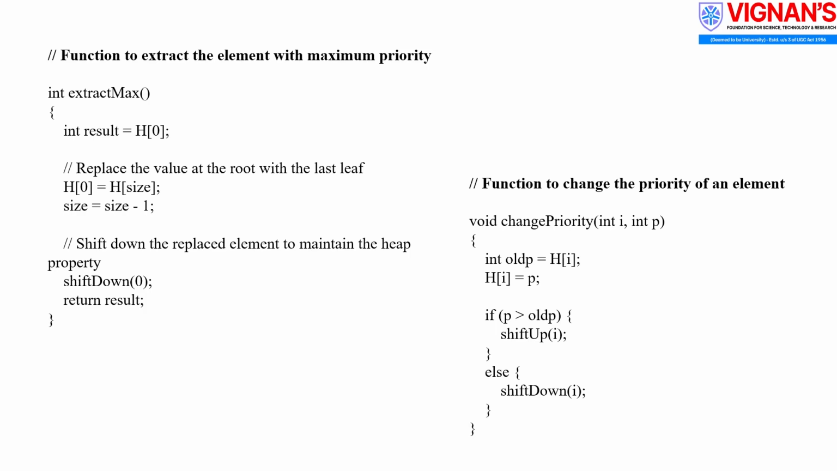Next, the function change priority is used to change the priority of an element at a given index I. The old priority value is first stored, and the element is updated with the new priority P. If the new priority is greater than the old priority, the shift_up function is called to move the element upward in the heap. Otherwise, the shift_down function is called to move the element downward. This ensures that the heap property is maintained after the priority change.